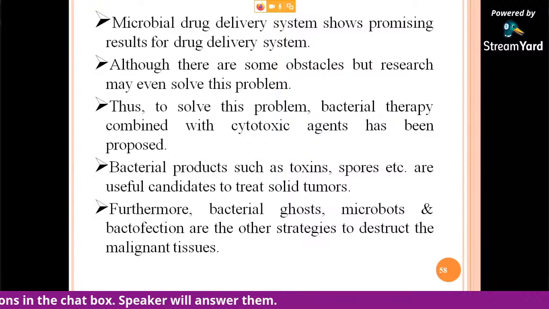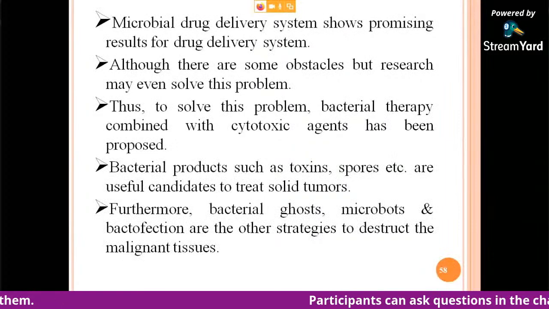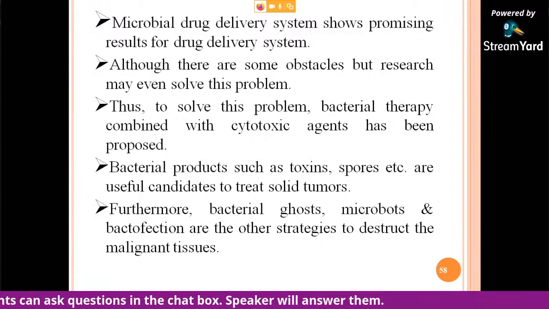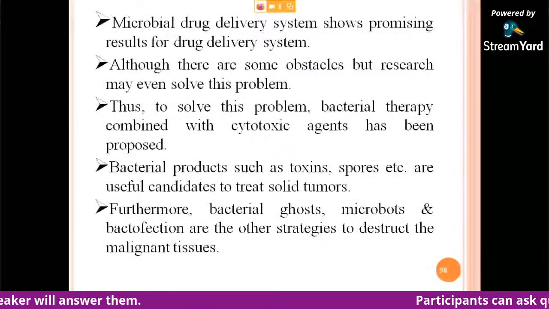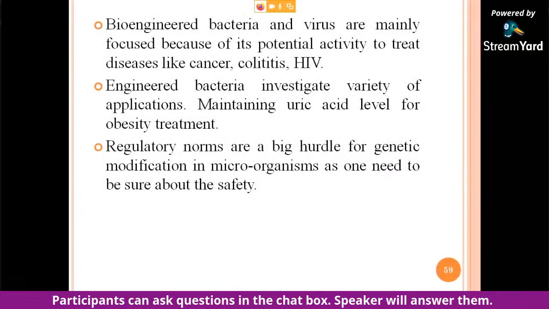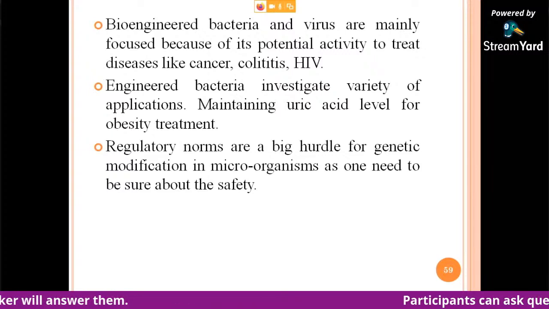To solve this problem, bacterial therapy combined with cytotoxic agents has been proposed initially. Bacterial products like toxins, spores, etc. are useful candidates for solid tumors. Furthermore, ghosts, taxis, microbots, and bactofection are other strategies to destroy the malignancy. Bioengineered bacteria and viruses are mainly focused on the potential to treat cancer, colitis, gastrointestinal disorders, and HIV. Engineered bacteria are being investigated for a variety of applications.